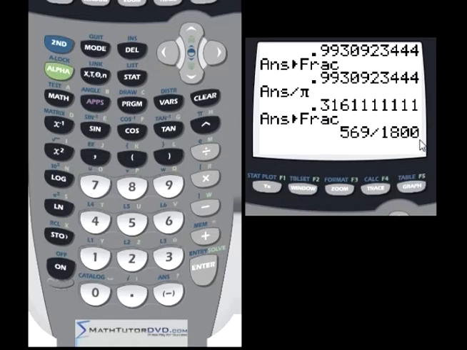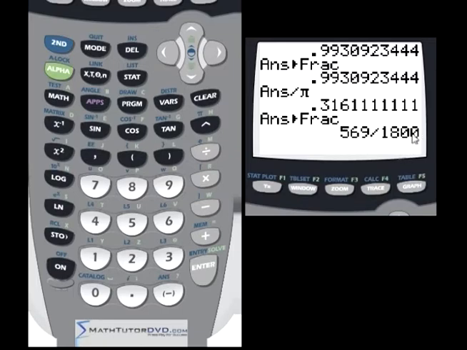Obviously, it's not a fraction that you'll deal with very much. 569 over 1800, I mean, you wouldn't really ever use that. But this is mostly used if you're really trying to get your basic angles: pi over 6, pi over 9, 3 pi over 2, 5 pi over 6 radians, things like that.